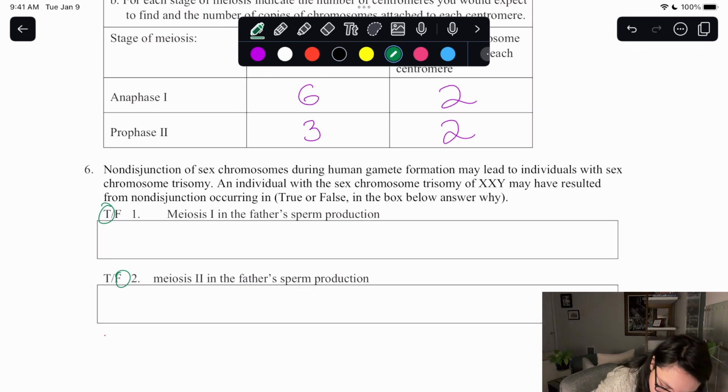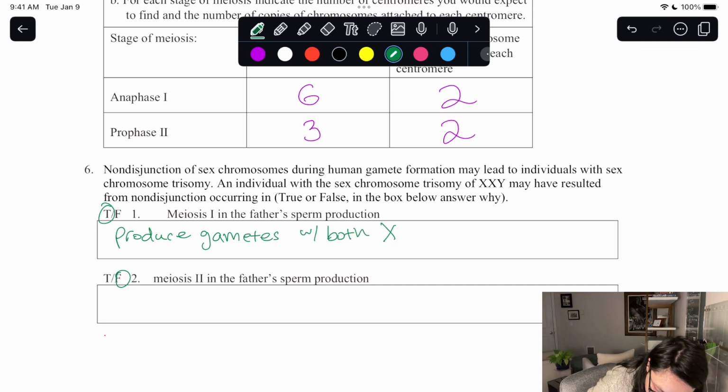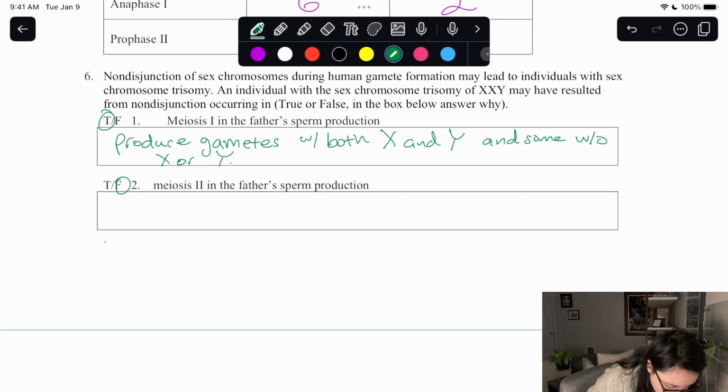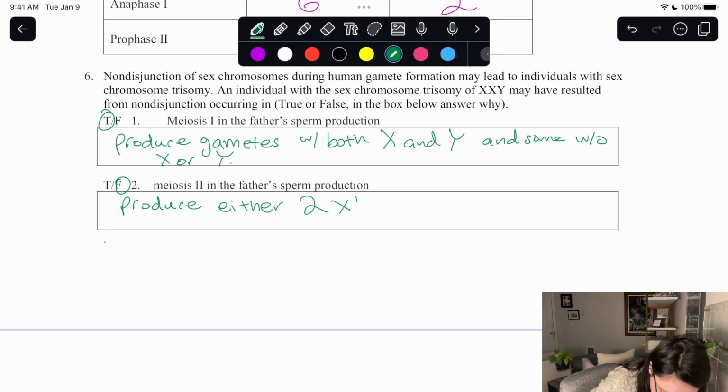So meiosis 1 is true in the father's sperm production, and it's because it would produce gametes with both X and Y and some without X or Y. Meiosis 2 in the father's sperm production: if there was non-disjunction during meiosis 2, it would produce either 2 X's, 2 Y's, or no X or Y.